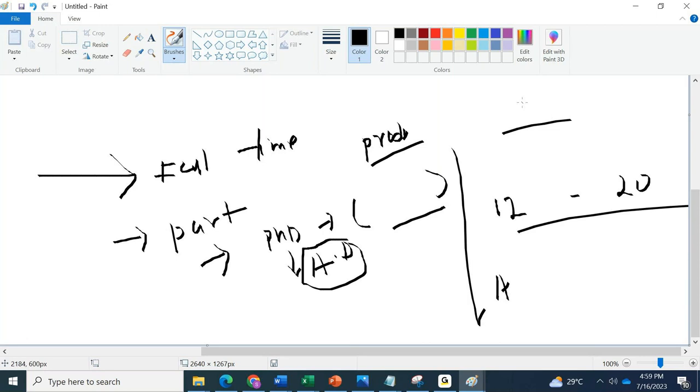Please, sir, please carry on. You can continue. Sir, for my case, is analog design suitable or is analog layout suitable, sir?